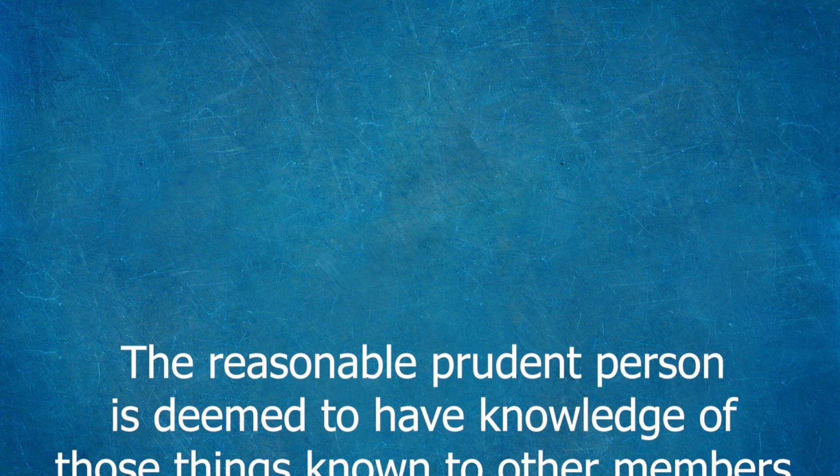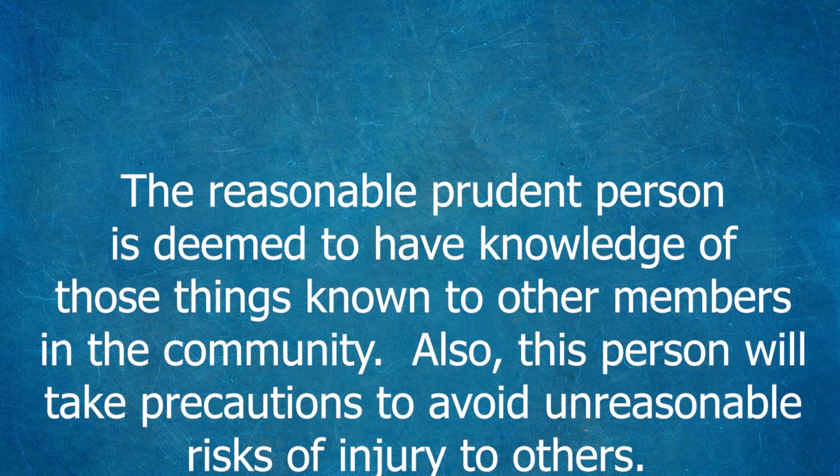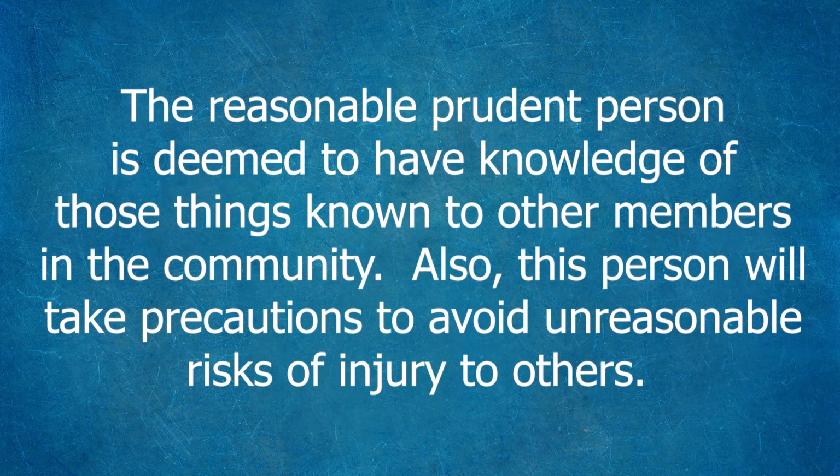The reasonable prudent person is deemed to have knowledge of those things known to other members in the community. Also, this person will take precautions to avoid unreasonable risks of injury to others. This is what is meant by the E in explanation. A full explanation of the rule. But in reality, this is what every rule statement should look like when using IRAC. So the E is nothing more than a reminder that you need a full rule statement, which might require several sentences to articulate.